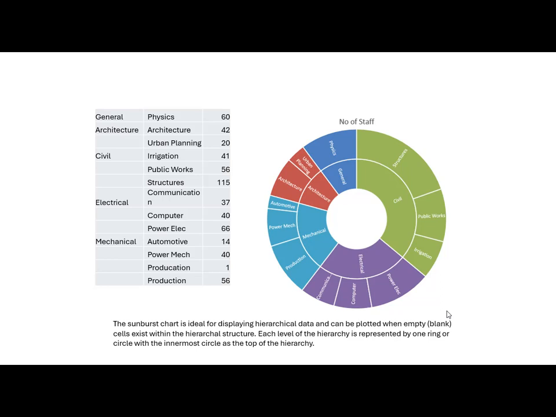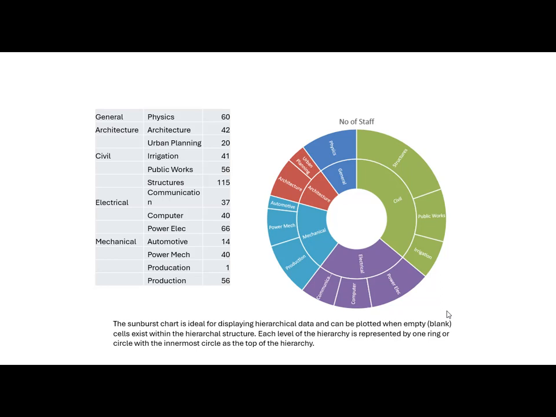You can see here that the civil engineering department has the most number of faculty members, and inside the civil engineering, the structures department is the department in the faculty that has the maximum number of faculty.